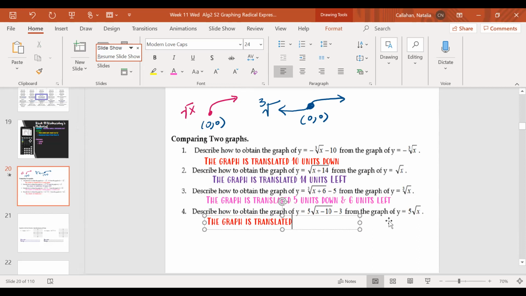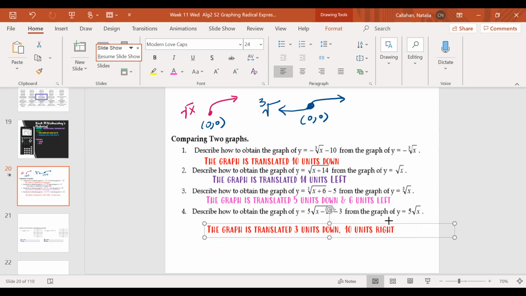For number 4, you have three different numbers. You have a minus 3, so your graph is translated 3 units down. That's the first one. The negative 10 means that it's translated 10 units to the right, because the opposite of a negative is a positive. So you think about that, it's like 10 to the right. And then you have this weird 5 in front of it. What that 5 means is that it is the A. If your A is bigger than 1, and 5 is bigger than 1, your graph is going to be skinnier. And so you can say your graph is compressed.